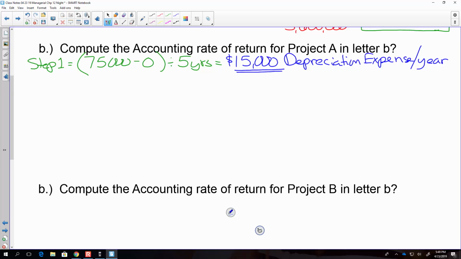So we do need this number for our accounting rate of return. Step 2 then is I want to average the cash flows.